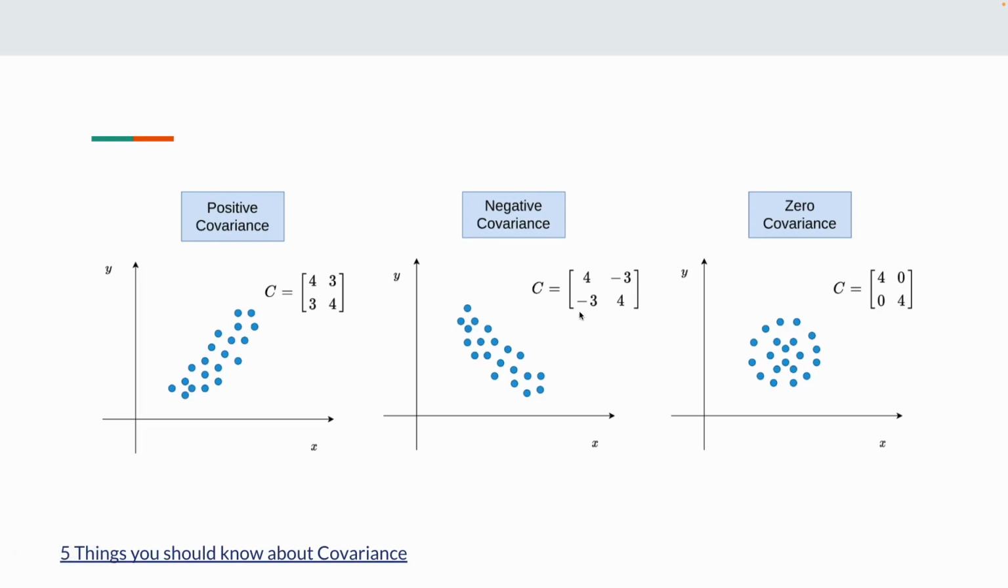If the value, as in the second case, is negative, then the direction is opposite for x and y. So here x is increasing but y is decreasing. And when you have zero covariance, that means there is no such directional relationship. It's kind of random. So just keep in mind these three example cases.